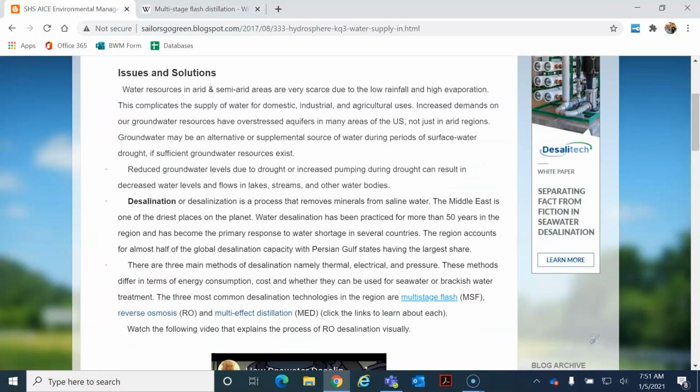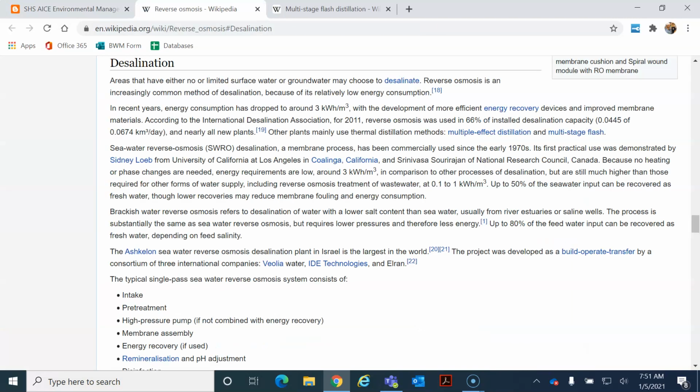The next one on there was reverse osmosis. Reverse osmosis is really cool.